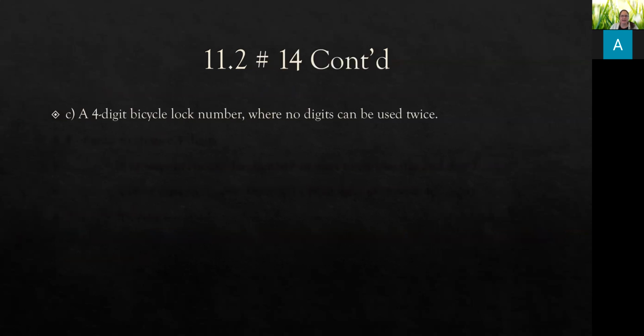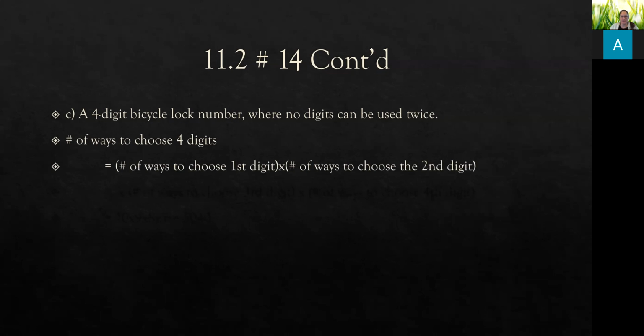Part C is asking about a 4-digit bicycle lock number. And this time, you're not allowed to use any digit twice. So if the first digit is a 9, you're not allowed to use a 9 as the second digit or the third digit or the fourth digit. The number of ways to choose the 4 digits is the number of ways to choose the first digit times the number of ways to choose the second digit times the number of ways to choose the third digit times the number of ways to choose the fourth digit.